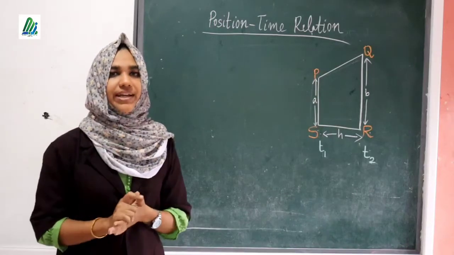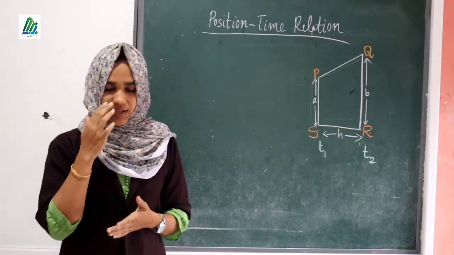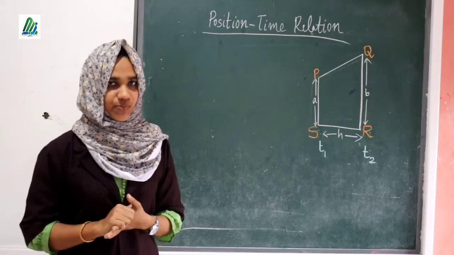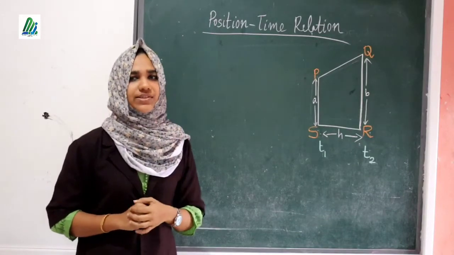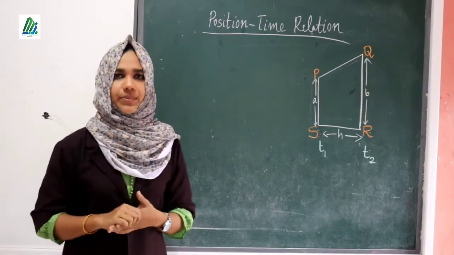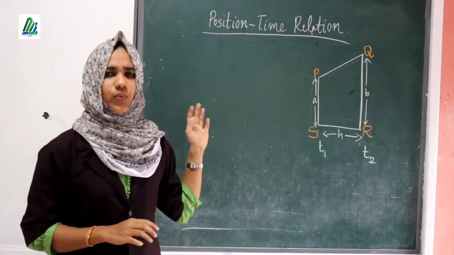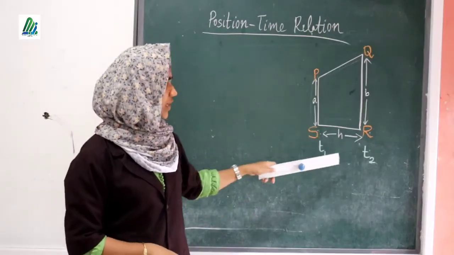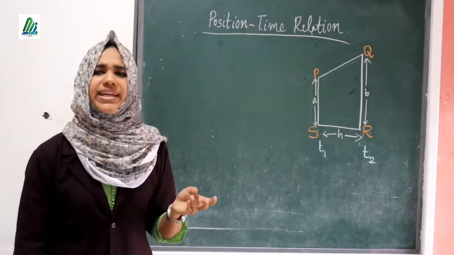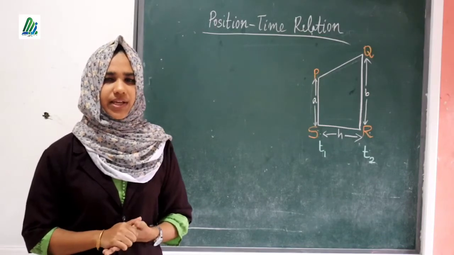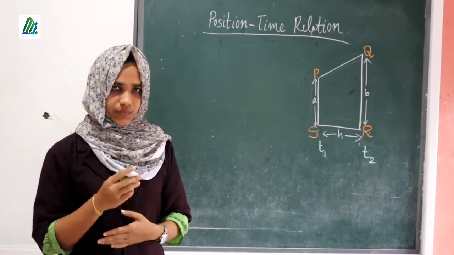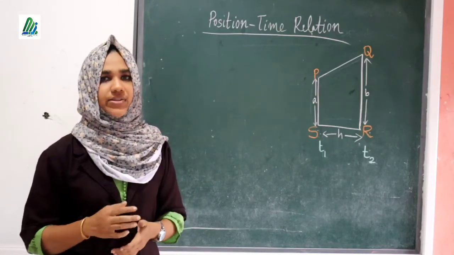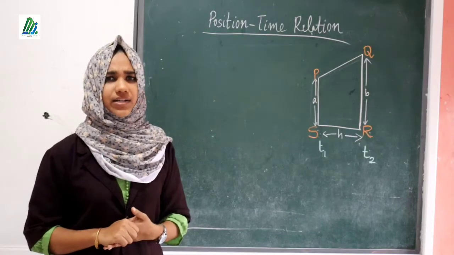I told you in the earlier classes that the area under the velocity-time graph is displacement. Once more I will say, the area under the velocity-time graph is displacement. So with the help of T1 and T2, we can easily find out its area. Then we will get the displacement.